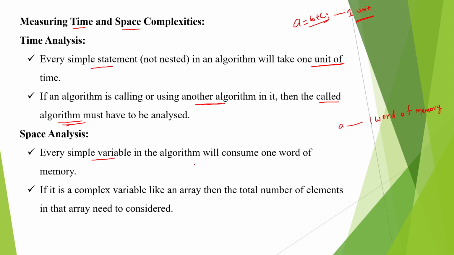Okay, so space analysis, as I said, every simple variable will take 1 word of memory, and every complex variable, like your array, depends on how many elements you have in that array. Suppose it has 10 elements, then 10 words of memory. N elements, n words of memory. Likewise, we will consider. When we do space and time complexity analysis, there you will understand more in detail.